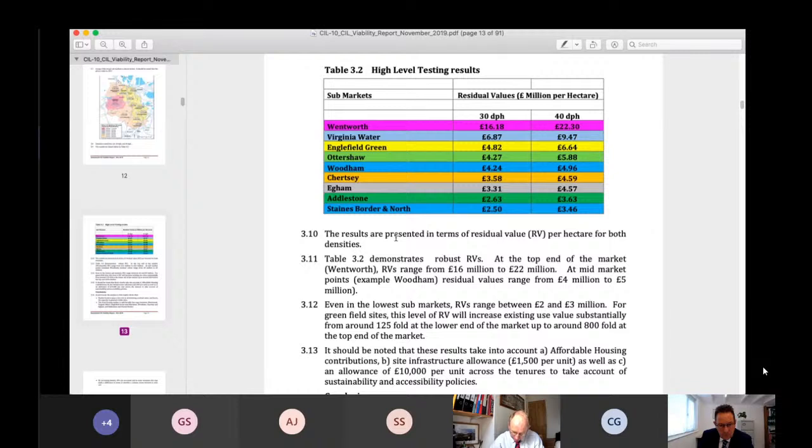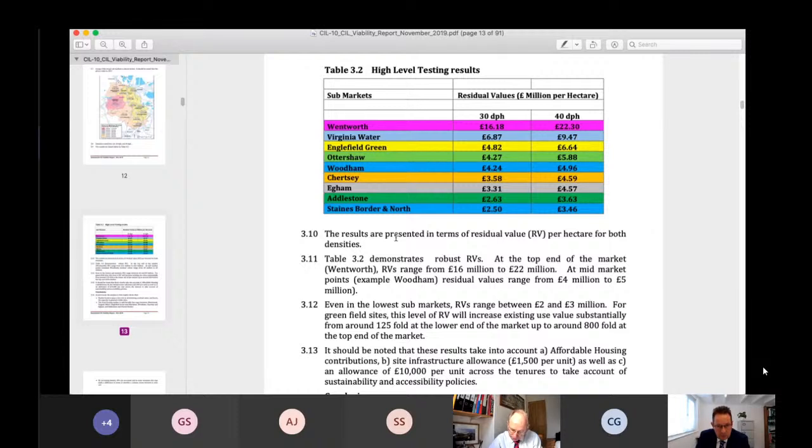So it's giving us residual values for that notional 1 hectare site, and clearly you can see Wentworth as a one-off, but if we took Virginia Water, for example, we would expect a residual value of 6.87 million if it was a 30 dwelling per hectare scheme. And in Addlestone, for example, we would expect the residual value to be 2.63. The reason for that variance is 99% down to differences in house prices, which vary, but we're assuming that build costs, for the purposes of this exercise, don't vary so much. Clearly, they'll vary between developers, and you may build a higher product in Virginia Water than in Addlestone, but all other things equal, that's what those figures are suggesting.